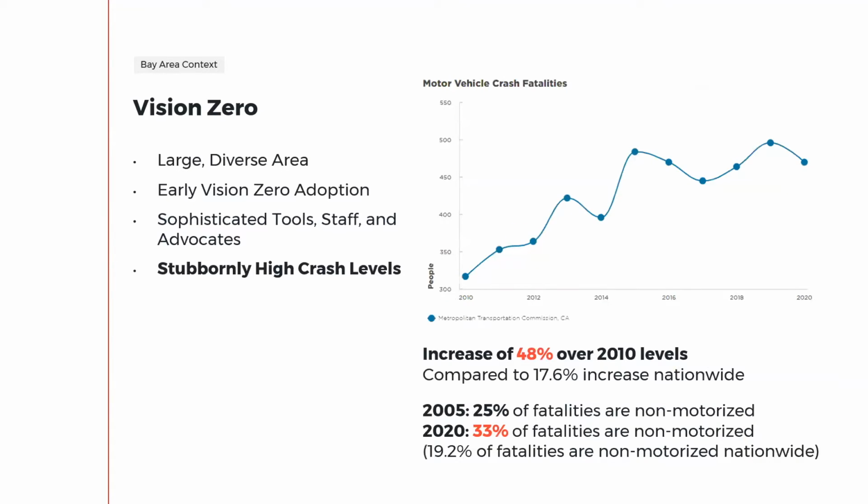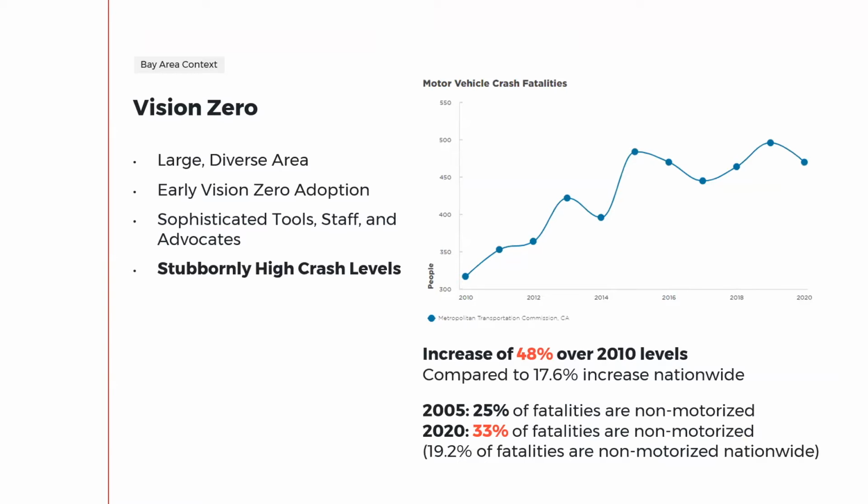And so we started to look at the crash trends and found that in spite of all of this, they're still experiencing these stubbornly high crash levels. If you look at this chart here, you see that there's a 48% increase over their 2010 levels compared to about a 17.6% increase nationwide.